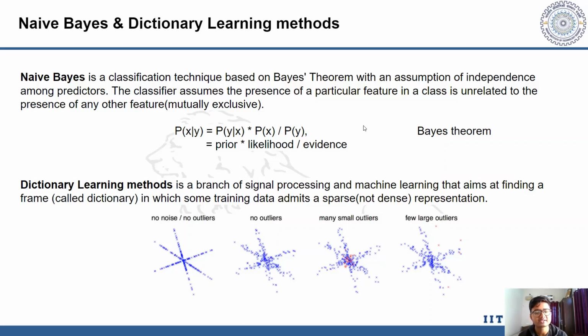Now, dictionary learning methods is a branch of signal processing and machine learning that aims at finding a frame called a dictionary in which some training data admits a sparse, not dense, representation. So here are the results. This data will form a dictionary of certain categories like no noise, no outliers, many small and few large outliers, and anything which is not dense will be framed into what is called a dictionary.